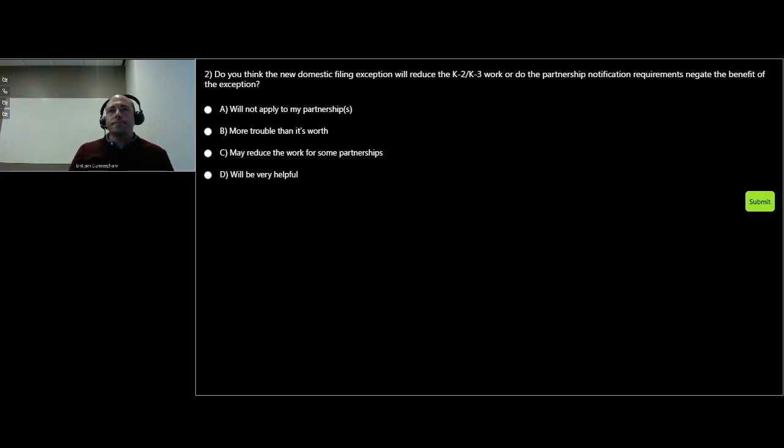All right, thank you. So the second polling question is, do you think the new domestic filing exception will reduce the K-2, K-3 work, or do you think the partnership notification requirements negate the benefits of the exception? A, will not apply to my partnership. B, more trouble than it's worth. C, may reduce the work of some partnerships. Or D, will be very helpful.